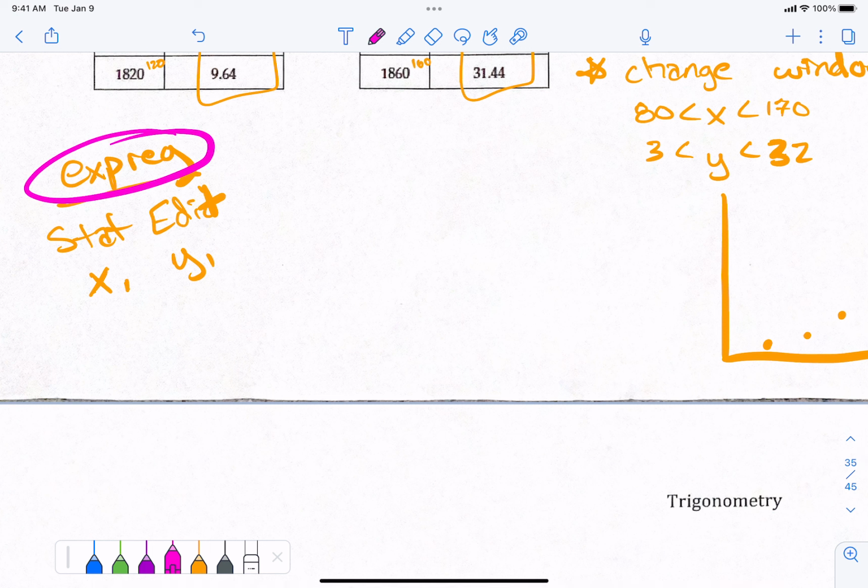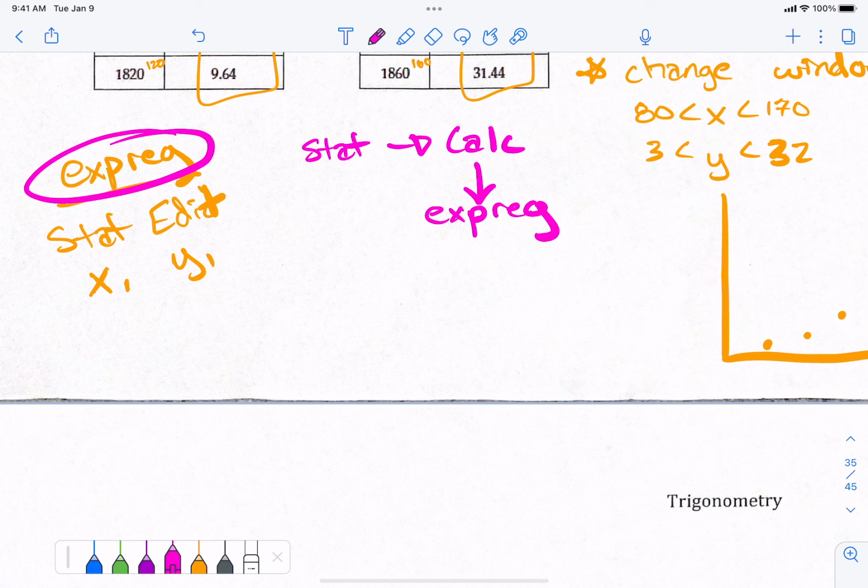So go to stat, go over to calc, and go down to EXPREG. Are we confused where we are? We're doing okay? EXPREG, and you're going to have a mess of stuff. Round to like two decimal places, okay? I did all the decimal places.